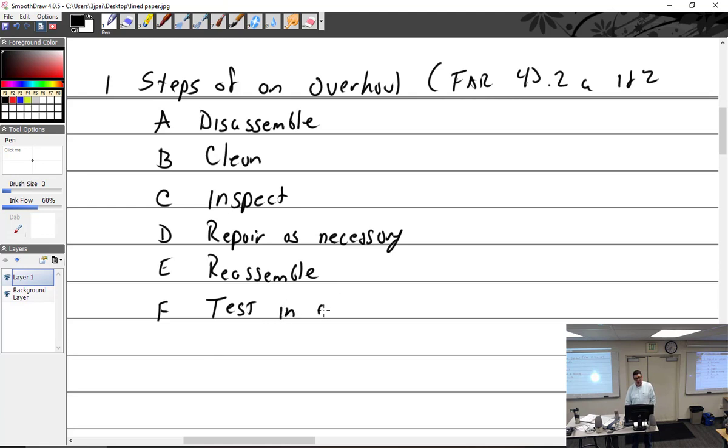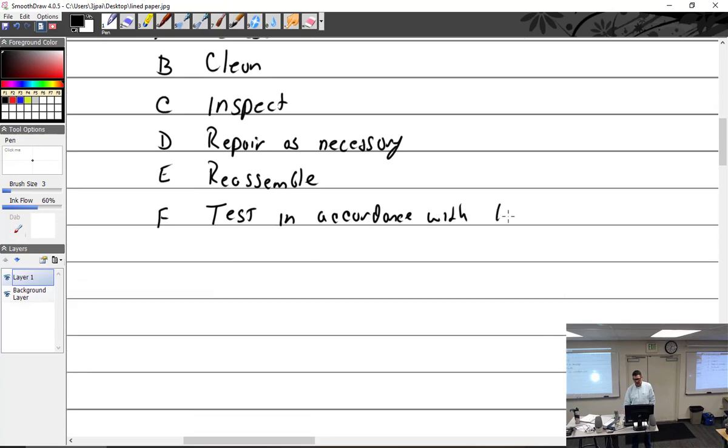Test, in accordance with. By the way, in aviation, we often abbreviate that as IAW, in accordance with approved standards and technical data. You can't just test it to whatever you want, even if it's better. And I forget sometimes if it's Continental or Lycoming who says what or the other. Most of them are pretty similar.